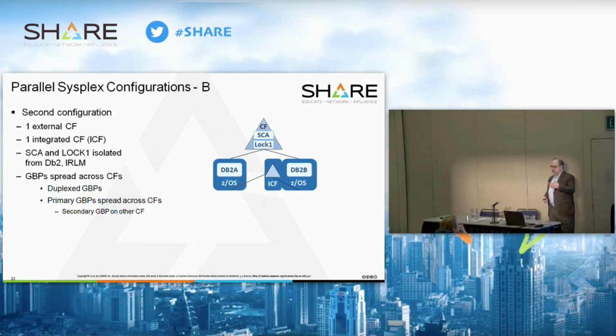Later, Poughkeepsie came out and said, you know what? We're going to provide processors with this specialty engine called an integrated coupling facility. We also call it internal coupling facility, or ICF. And we're going to have this live on the same footprint. So we went from 4 machines down to 3, right? So we saved operations issues, power, cooling, all the rest of this.